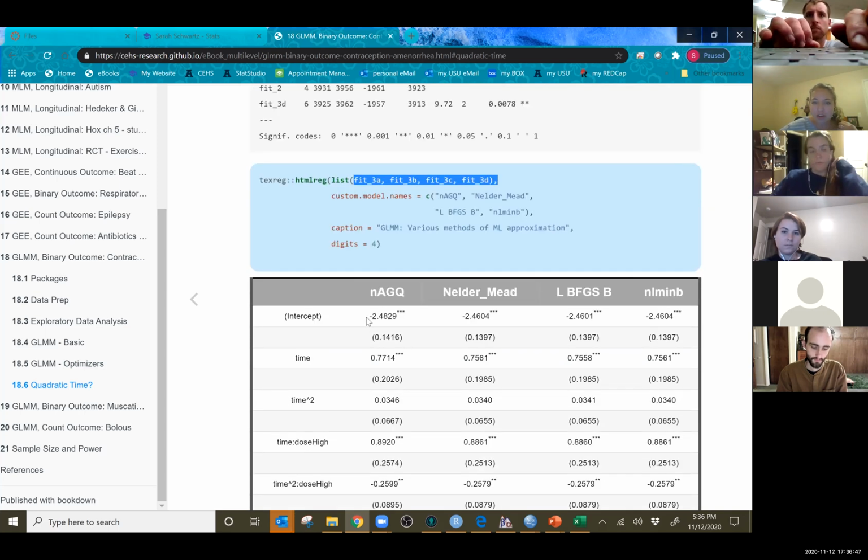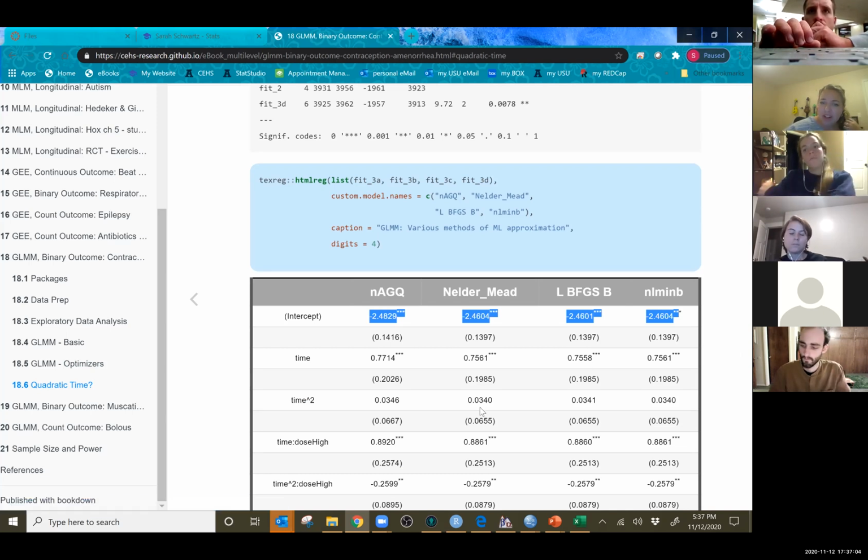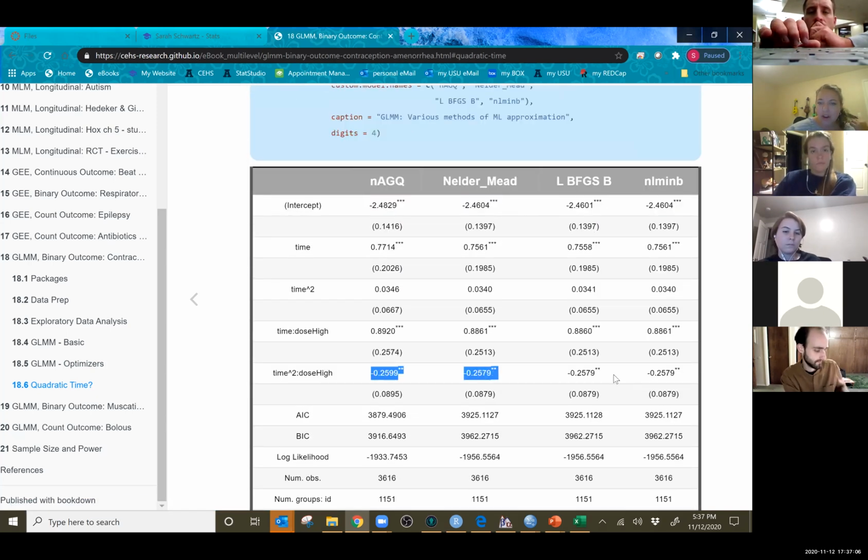Check out the parameters. What about the intercept? Are they identical? Pretty close. That first one's a little bit off. Let's go to the highest. Let's do this dose by time squared. If an optimizer converges, it converges to the right thing. You don't have to try another one, because if all of them converge, they will all converge to the same solution.